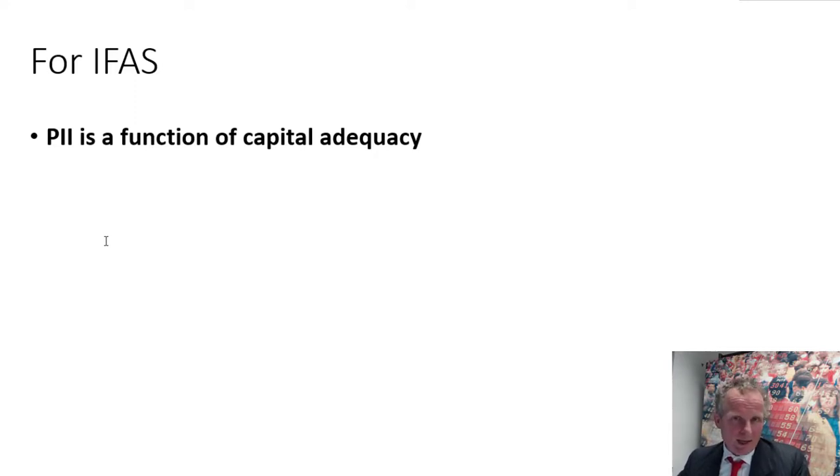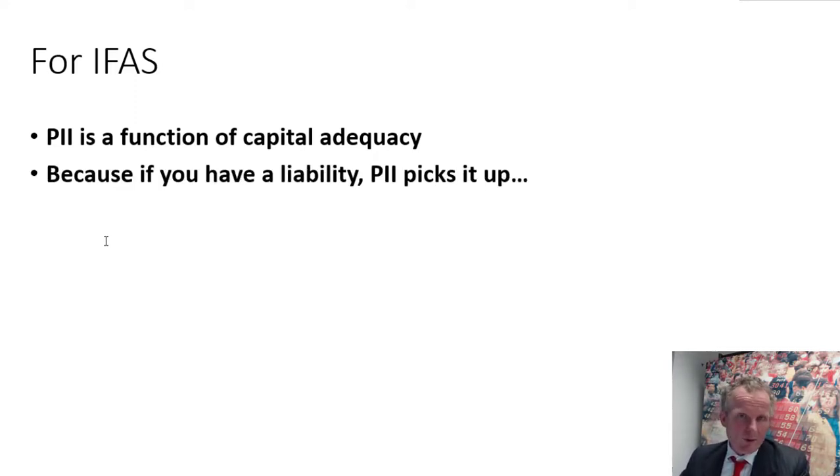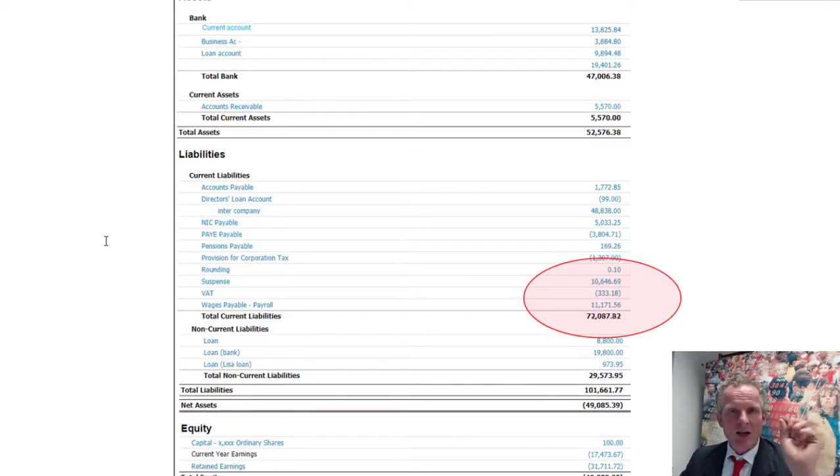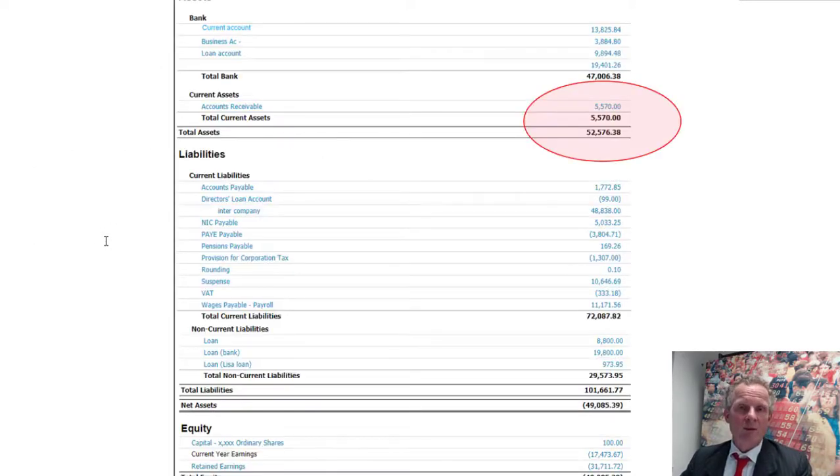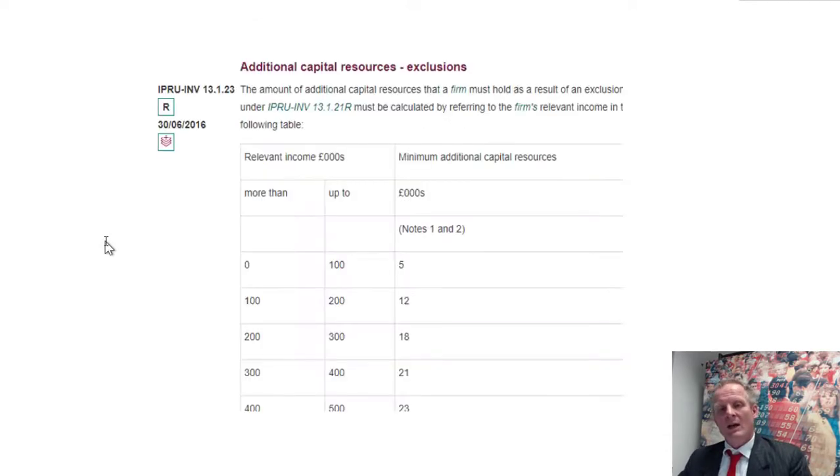PI is a function of capital adequacy. If you've got a liability, PI will pick it up. But the first is a liability. And the liability, if you owe somebody some money or you've been sued and you may have to pay a proportion, needs to be put into the liabilities column. But equally, if you're going to recoup that from PI, that can be put in as a debtor in accounts receivable.